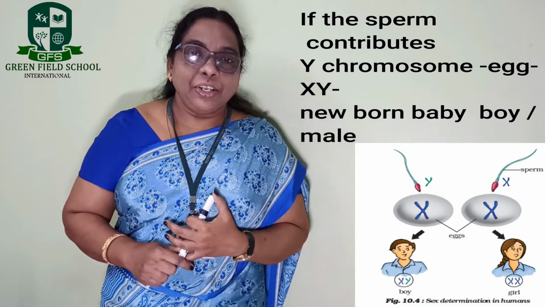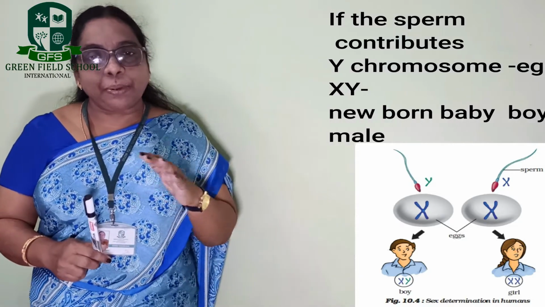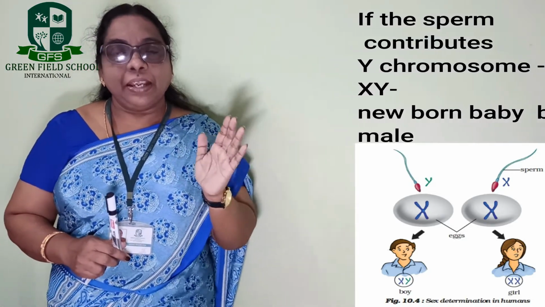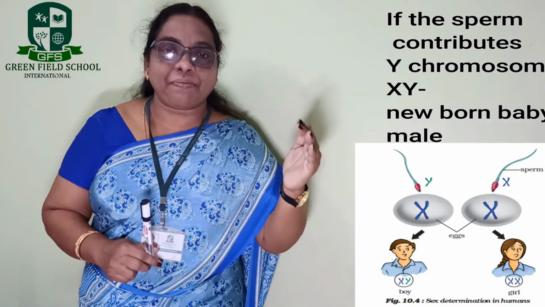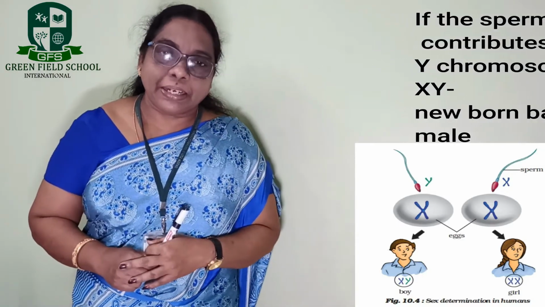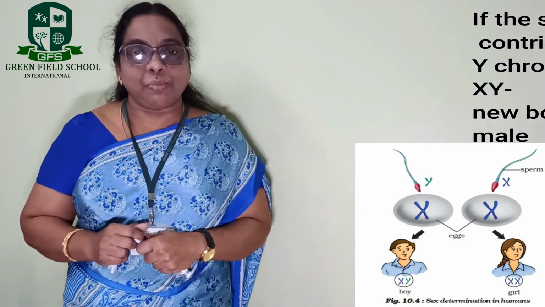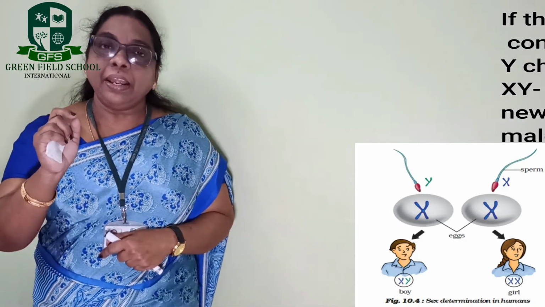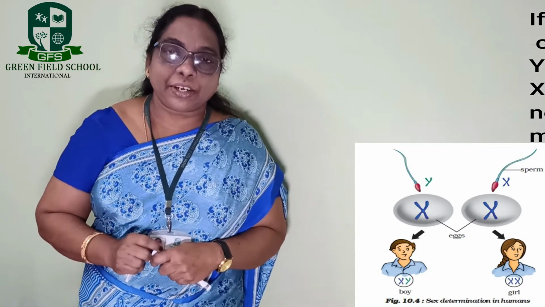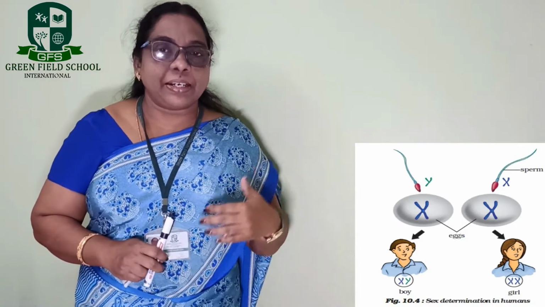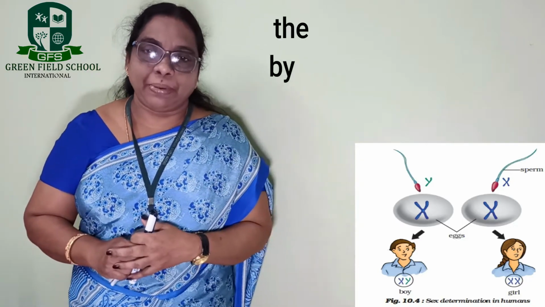So like that, the 22 pairs of autosomes are transferred from the maternal and paternal chromosome sets, but the one pair of sex chromosomes plays the great role in the determination of gender, whether it is male or female.